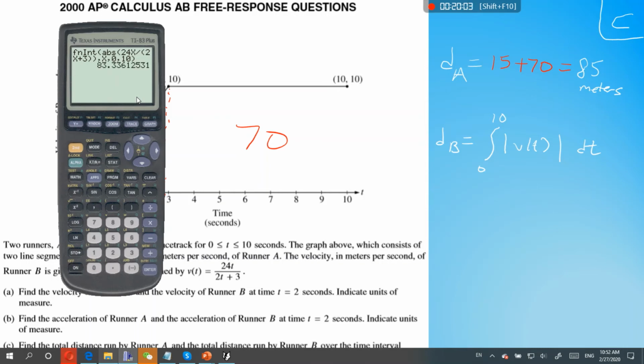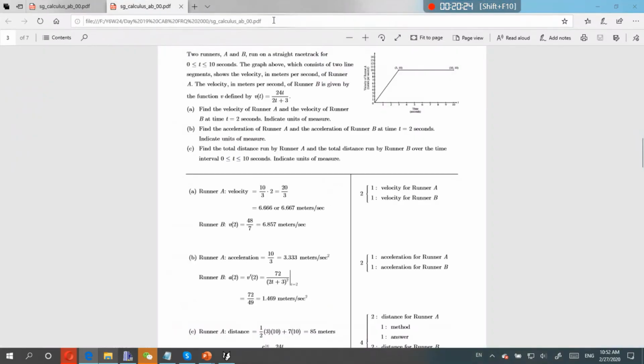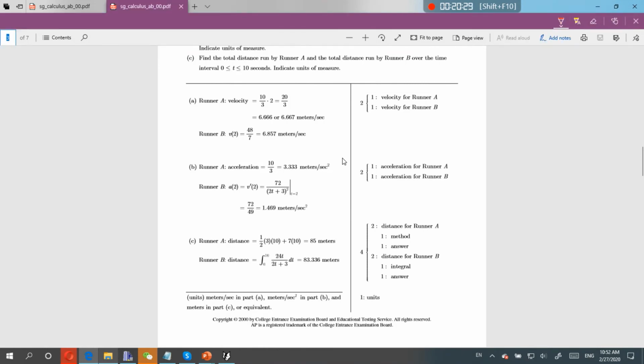Okay, so our distance is 83.336 meters. Alright, so let's see how we did. For that, I'm going to work backwards since that's what we just did. Okay, distance. We've got a method and an answer. Distance, an integral and an answer.